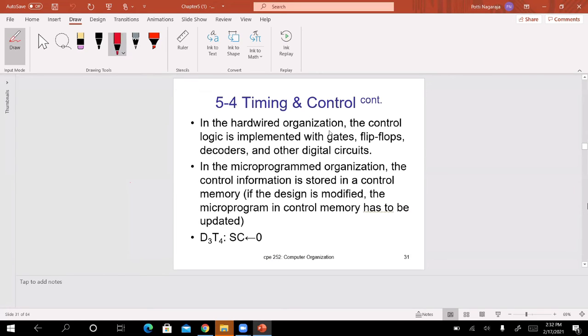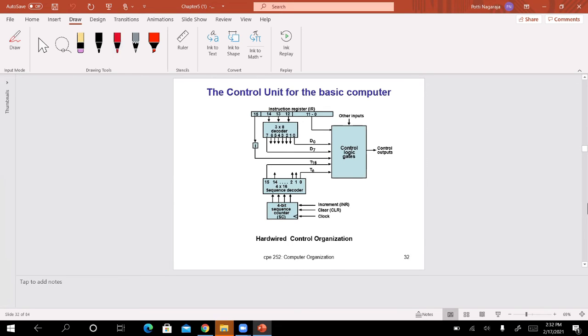So in the hardware control unit, the control logic is implemented with gates, flip-flops, decoders, and digital circuits. Whereas in the microprogram control unit, it is a program that you store in the control memory. Now this is the control unit of your basic computer. Can anyone see the block diagram?